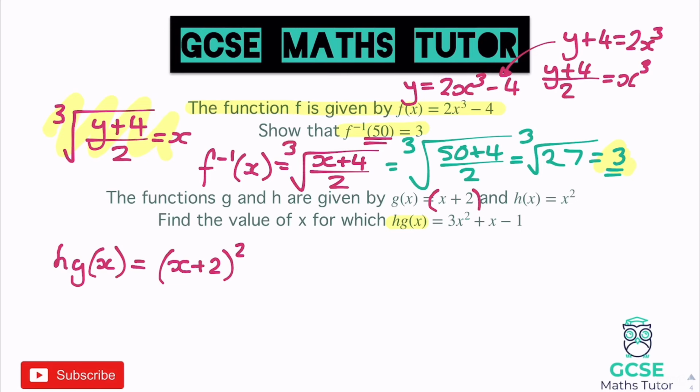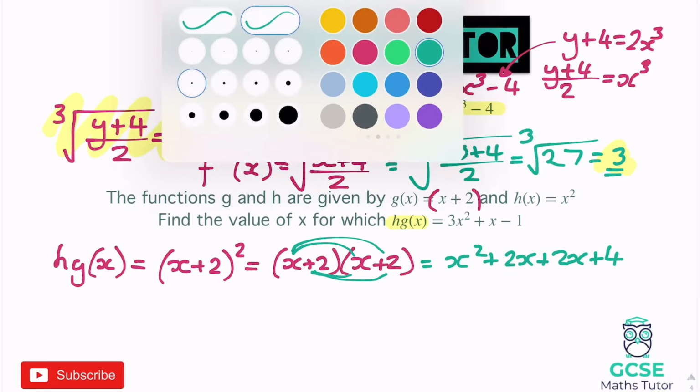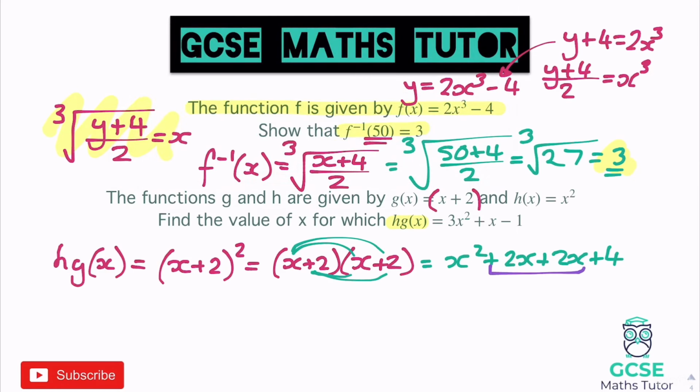And if we expand that, let's see what we get. That's a double bracket, so that is x plus 2 in brackets times x plus 2 in brackets, and if we expand that, that's going to give us our quadratic. Let's just do this in steps. We've got x times x, which is x squared. X times 2 is 2x. Underneath we've got another 2x. And then 2 times 2 is 4. Once we simplify these middle two, we get x squared plus 4x plus 4 as our final expression for hgx.